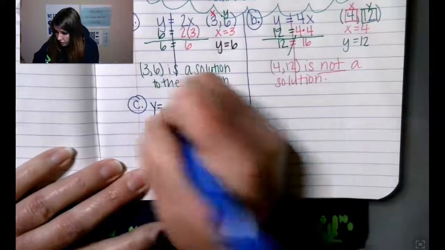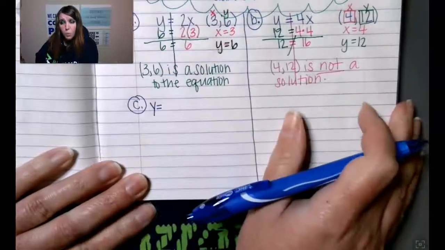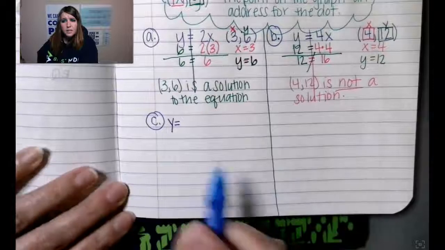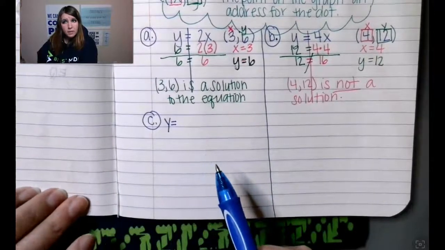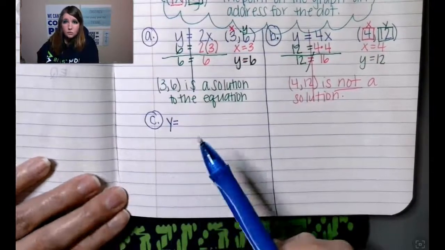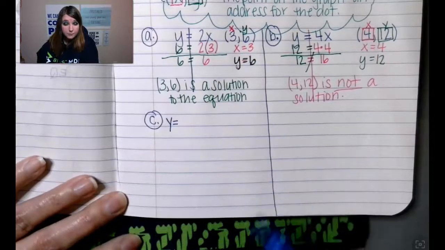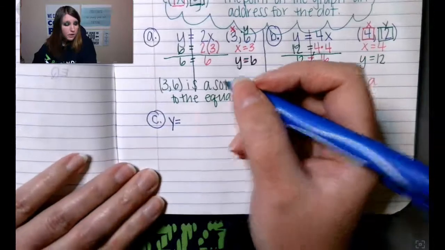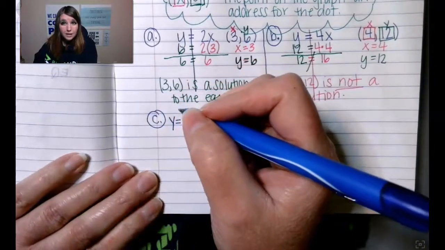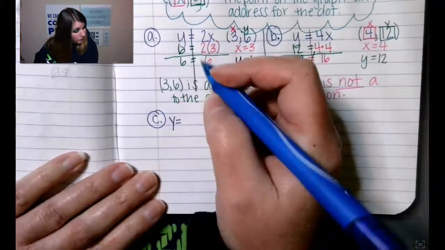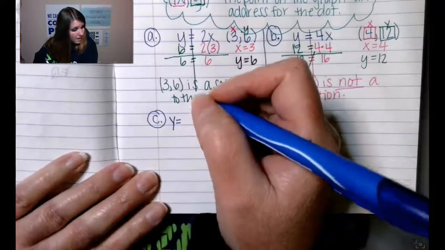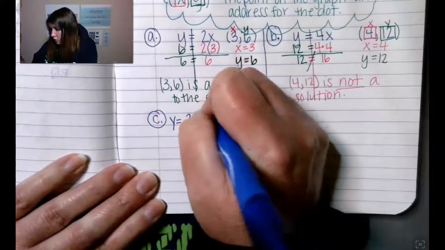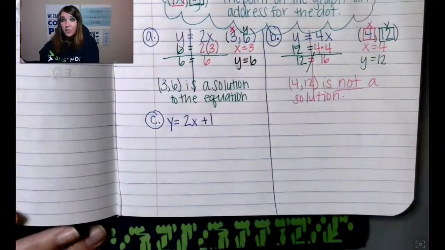Y equals, when you get to like 7th grade and 8th grade, you're going to be hearing this as y equals mx plus b, and it's actually getting you ready to do the slope of a line. That's what this is doing. But shh, I didn't tell you that's where we're going when you're a 7th and 8th grader. Okay, so y equals 2x plus 1. But wait, there's more.